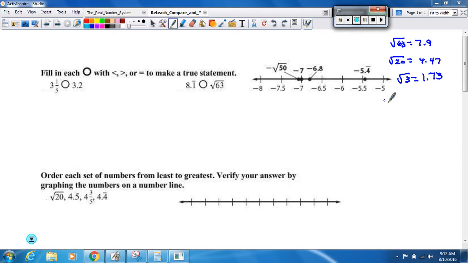In order to compare and order real numbers, the first example is: fill in each circle with greater than, less than, or equal to make a true statement. Well, equal means that it's the same thing.